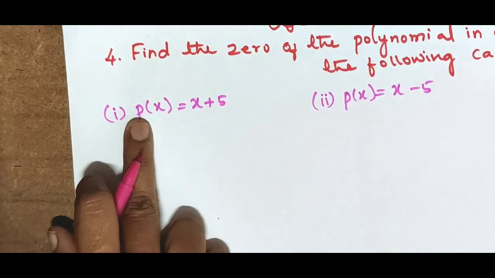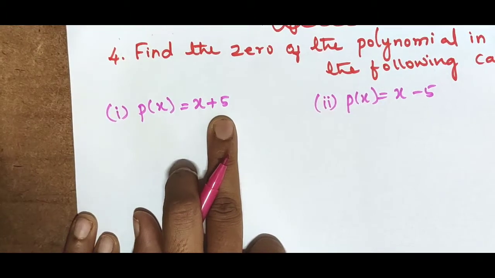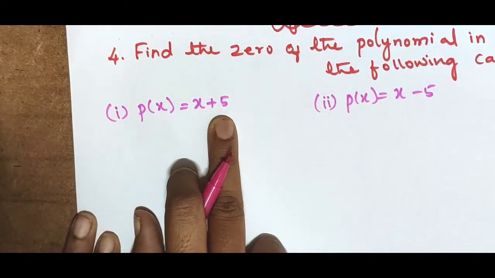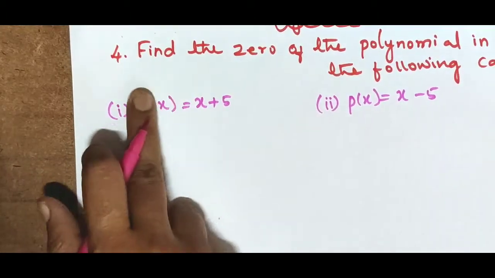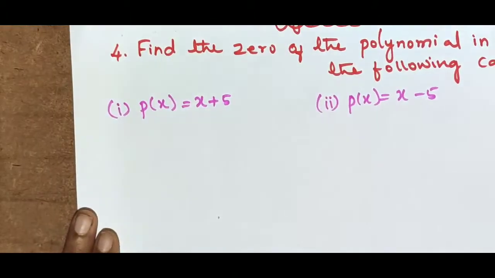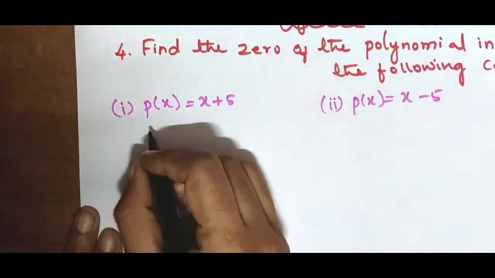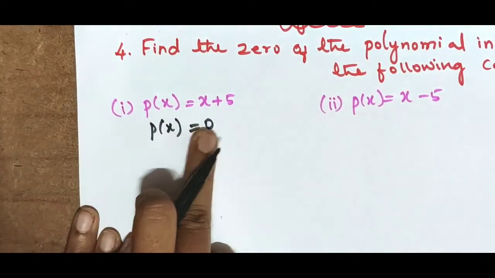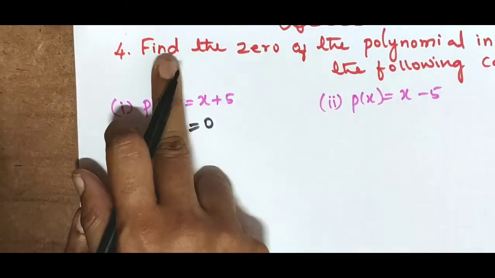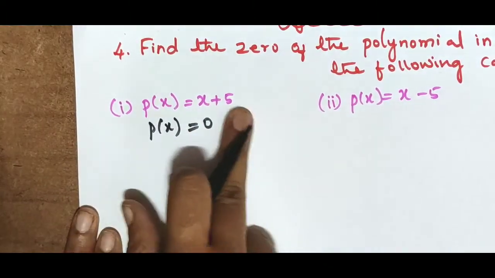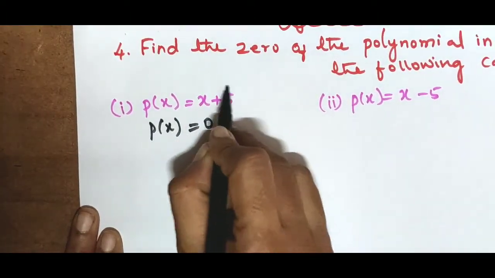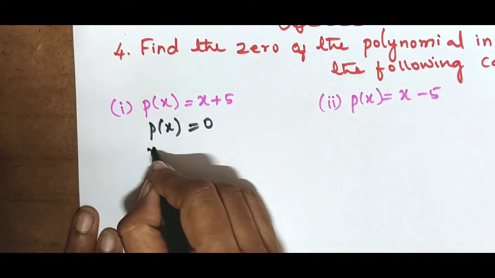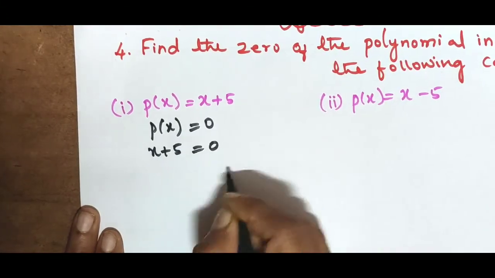So now what is given? P of x is equal to x plus 5. In this case, first you equate P of x is equal to 0. Here they are asking to find the zero, so we are equating to 0. Now what is the value of P of x here? x plus 5 is equal to 0.